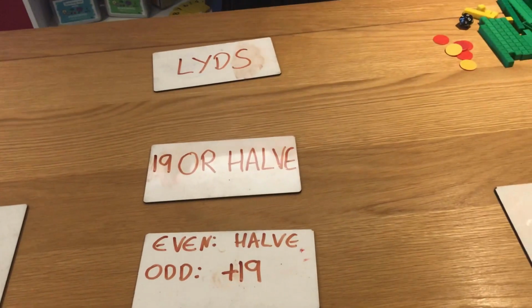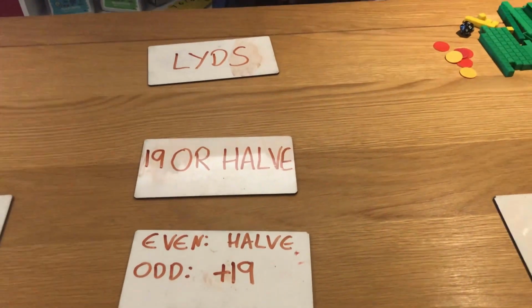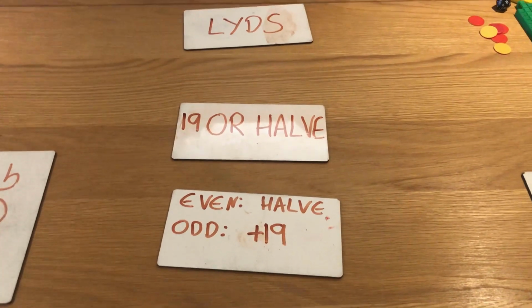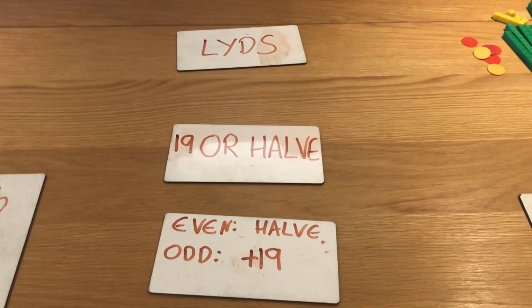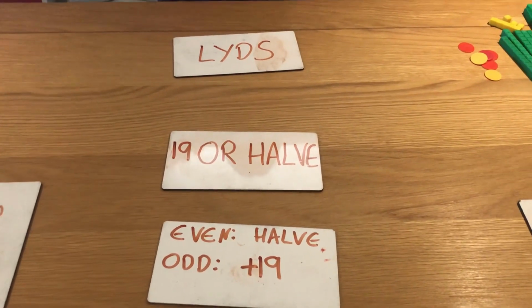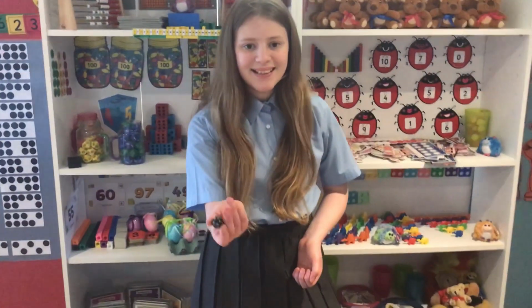If the number is even, we half it as before. A couple of slightly harder halves coming in now. If the number is odd, we add 19 by adding 20 and subtracting 1. We kick off by using a 20-sided dice. Off you go, Lydia.